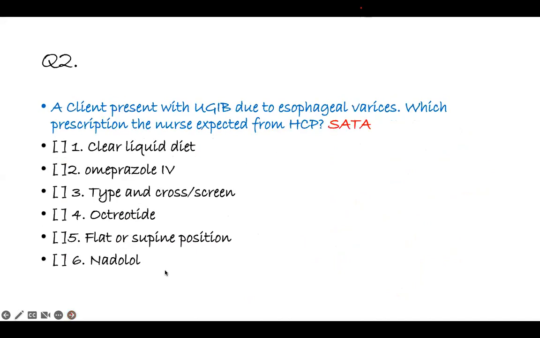The last question is a client presenting with upper GI bleed, so he's bleeding due to esophageal varices. Which prescription does the nurse expect from the healthcare provider? So it's a SATA question.